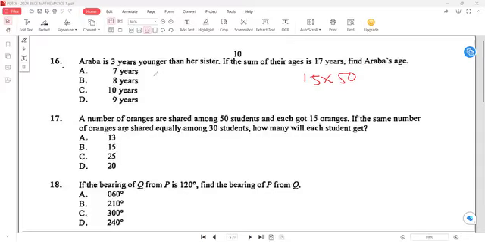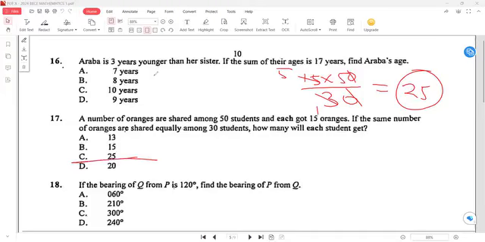And this same number of oranges, which is 15 times 50, is shared among 30. So we are sharing it among 30. So we can cancel. 3 here, 1; 3 here, 5; 5, 5, 25. So each of them is going to have 25 oranges. As simple as that.